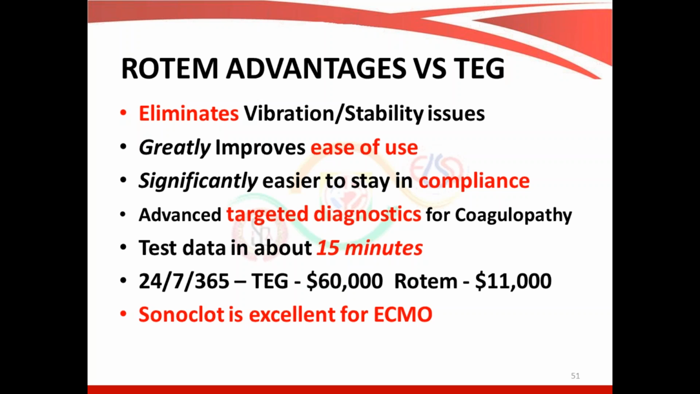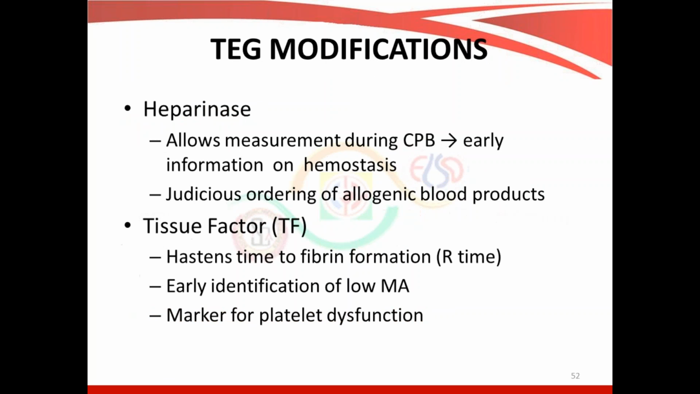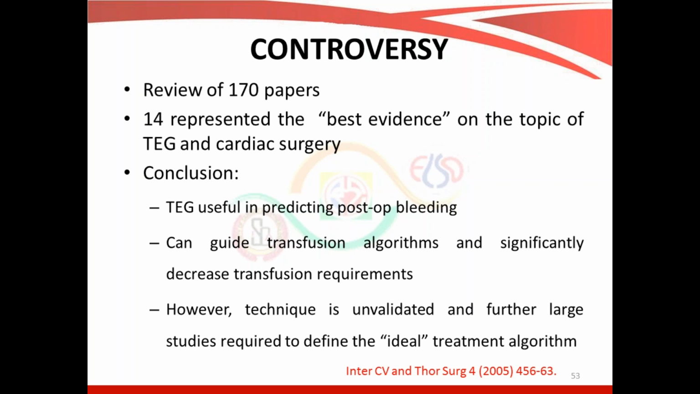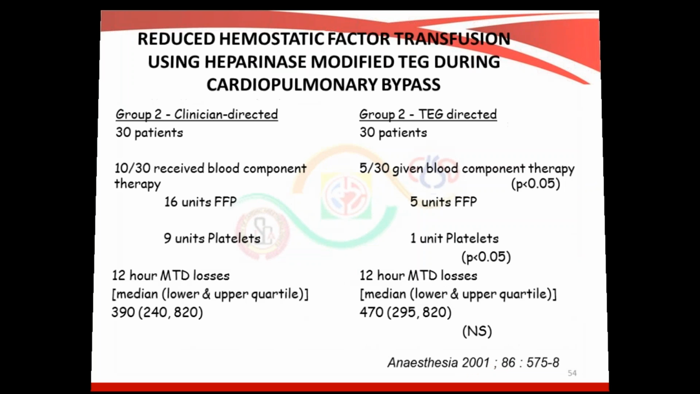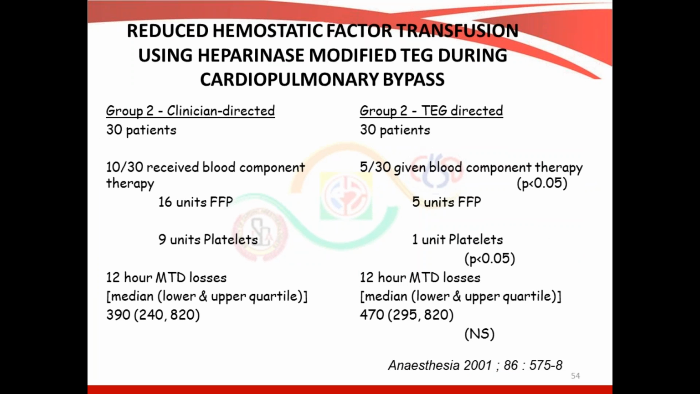Tests finally are over in 15 minutes, and SonoClot is also very, very excellent for ECMO, and this is what we have done. TEG modifications of heparinase and tissue factor help the ECMO period. Why? Because we are using heparin, so heparinase is what should be done. A lot of controversy about what is the ideal anticoagulant during ECMO is on, and should we use TEG, but at the end of the day, the algorithm says EXTEM and FIBTEM values. So the EXTEM, FIBTEM values coming up from ELSO just mean that your ECMO patient should be on ROTEM. So this is what the Americans at ELSO are thinking.